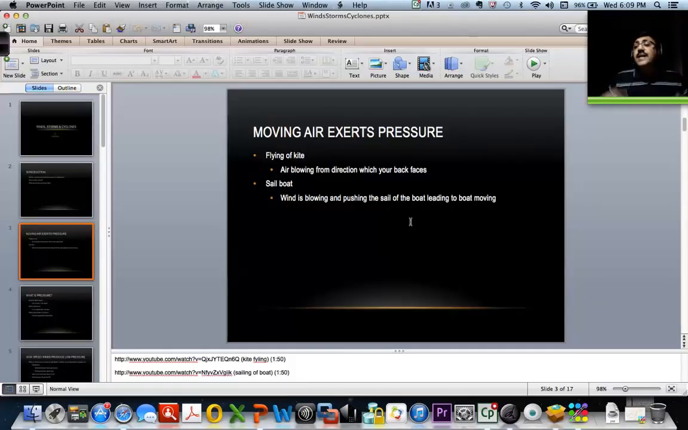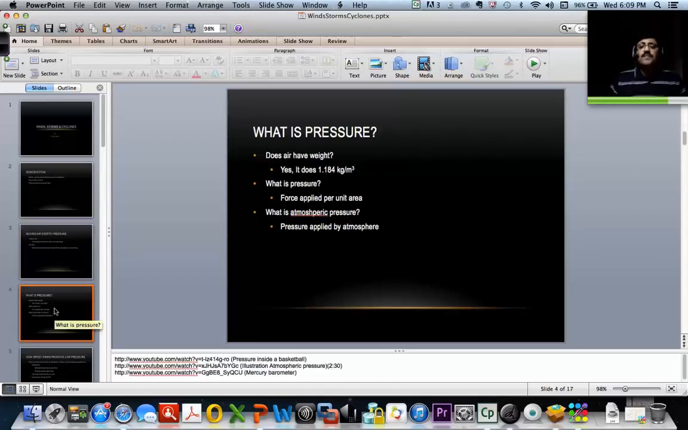So you've seen examples of how the air applies pressure on different things, and pressure is nothing but force per unit area, and we have also looked at an example of computing the pressure. All right, now how can air apply pressure? For that you should understand that air has weight. It is not that air has no weight, because air is matter.